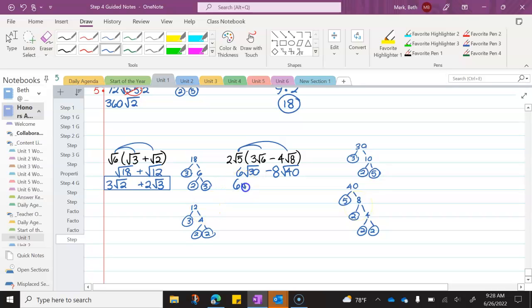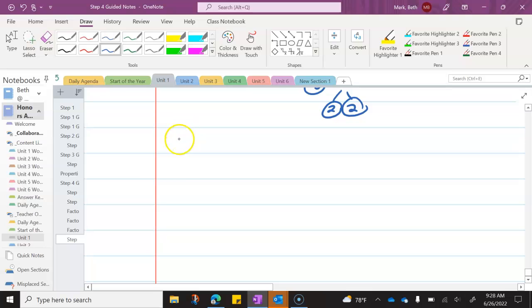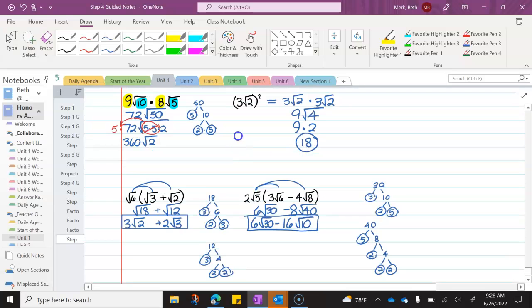So 6 radical 30 minus, I'm going to take a pair of 2's out. So 16, 2 times 8 makes 16. Radical 10 left behind. Again, these are not similar here, the same quantity under the radical, so I can't reduce it any further. Let me give you an example of when we could. If we end up with 5 radical 6 plus 8 radical 6, that becomes 13 radical 6. But these quantities must be identical in order for you to combine them together. If they're not, you simply can't combine them together.